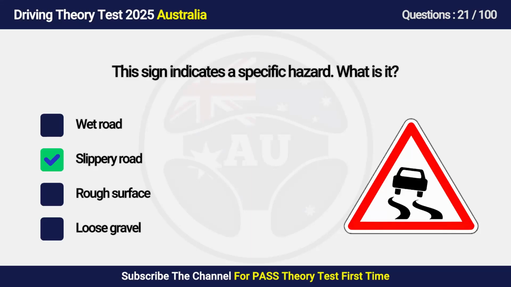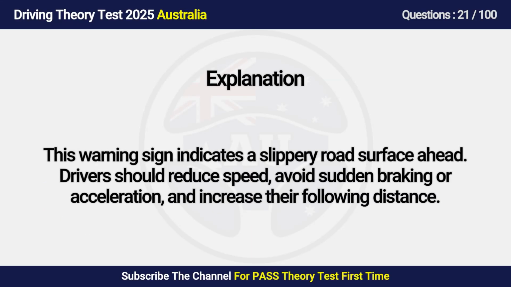Answer is B. Slippery road. This warning sign indicates a slippery road surface ahead. Drivers should reduce speed, avoid sudden braking or acceleration, and increase their following distance.